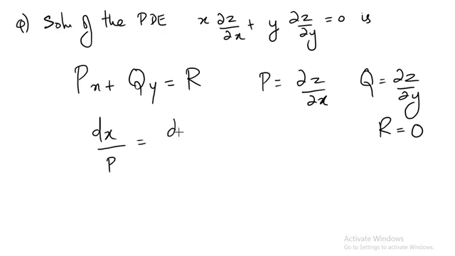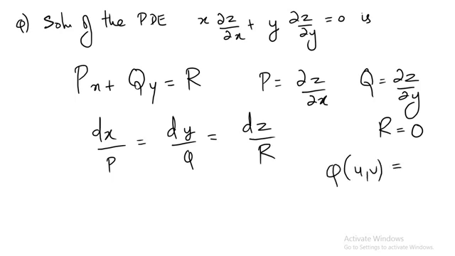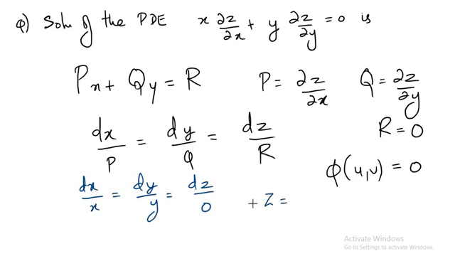dx by p is equal to dy by q is equal to dz by r, and we can get two functions u and v, and the final solution can be written as phi of u, v is equal to 0. So if you try to solve this particular problem, you'll get dx by x is equal to dy by y is equal to dz by 0. So from that we directly get one equation, that is dz equal to 0, or z is equal to some c1.